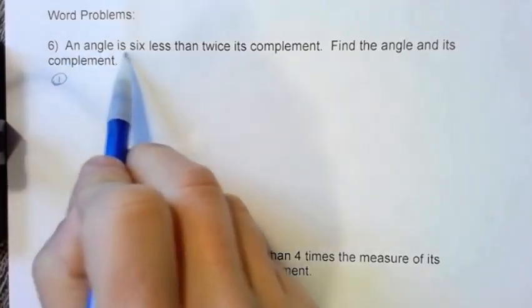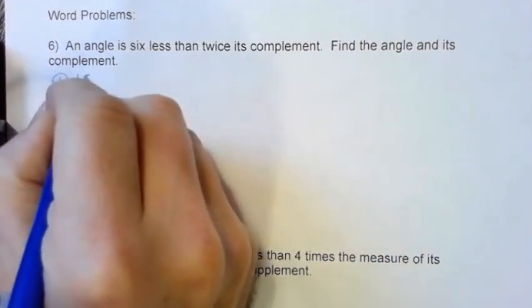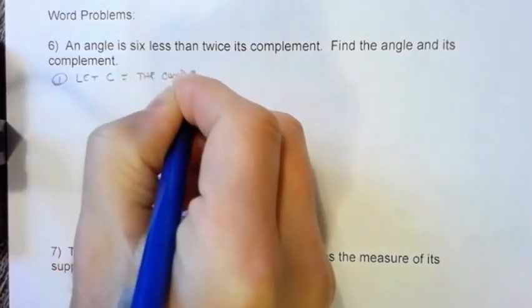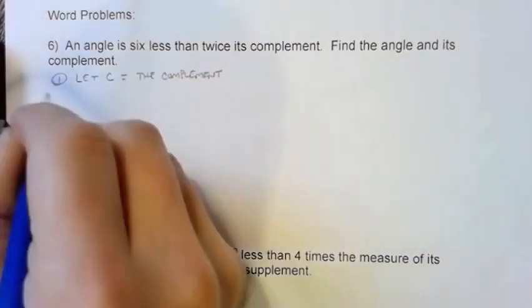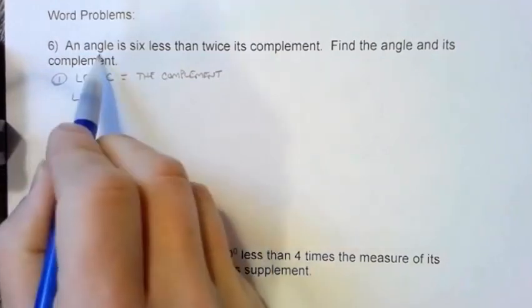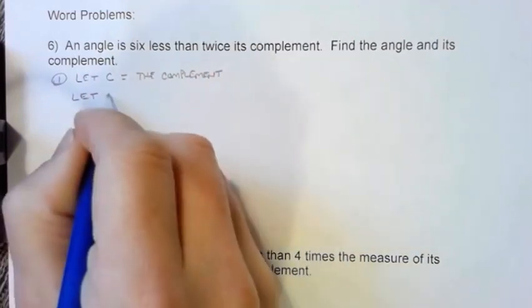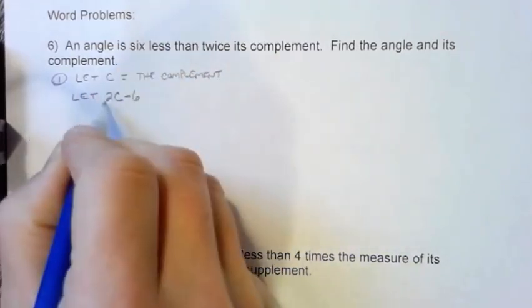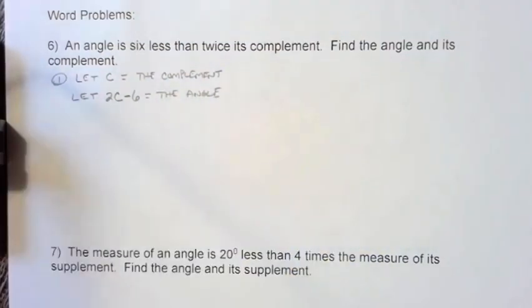Now, they tell me that an angle is 6 less than twice its complement, but they don't tell me anything about the complement. So I'm going to say let C equal the complement. All right, so C represents the measure of the complement. For my original angle itself, the angle is 6 less than twice the complement. So to do twice the complement, I need to do 2C. And then to be 6 less than that, I'm going to have to subtract 6. So 2C minus 6 is going to represent the angle. Okay, so those are the let statements representing the angles in my problem.